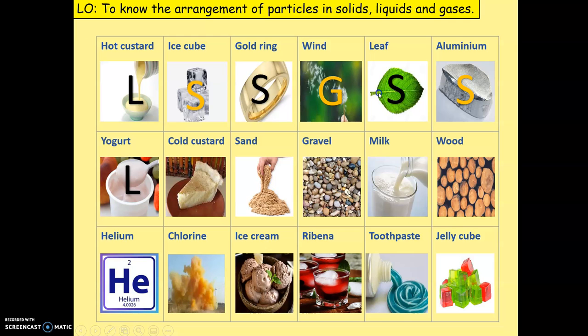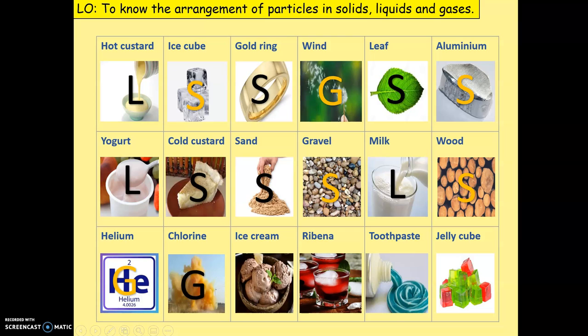Yogurt, liquid. Cold custard. Like I said, we can debate that, but we can go with solid and liquid. Okay? The sand is a solid. Gravel is solid. Milk, liquid. The wood is solid. Helium is actually a gas. Okay? Helium gas. I remember we almost did our science lecture, but hopefully when we get back to school, we can do our science lecture. And you're going to be seeing some interesting stuff we can do with helium gas.